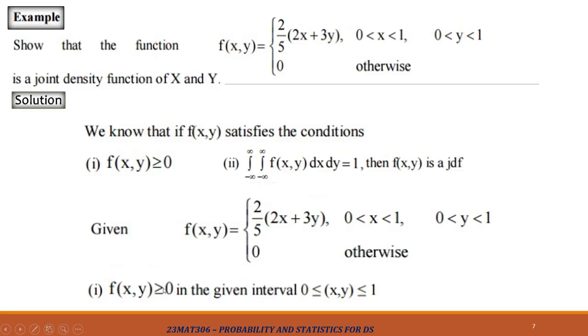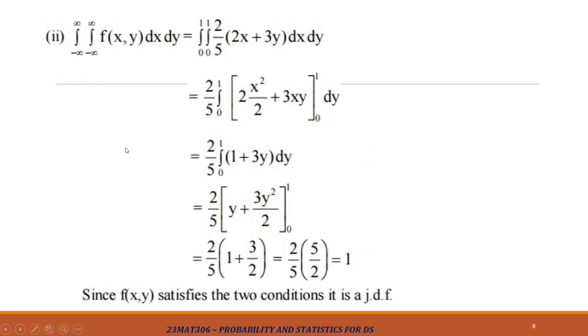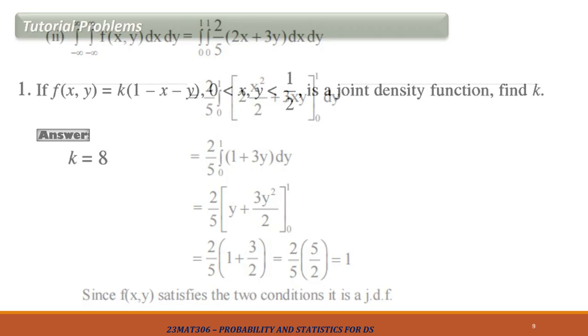First, we check the first condition. In the second condition, we first fix the integration limits. Here x and y lie between 0 and 1, so we have modified it here and solve the problem. This is a usual double integration. First we integrate the function with respect to x and apply the limits. After that we integrate with respect to y and apply the limits. Finally we get the solution as 1, that is, the total probability is equal to 1. Therefore our given function satisfies the two conditions. It is a joint density function.